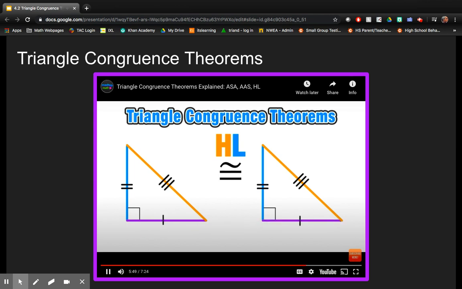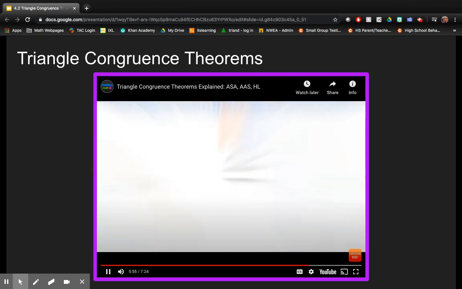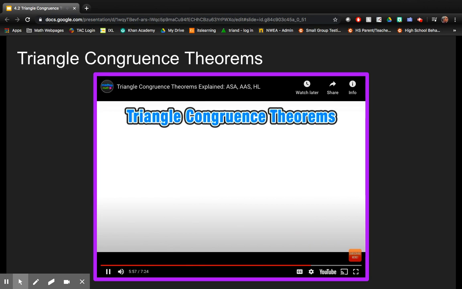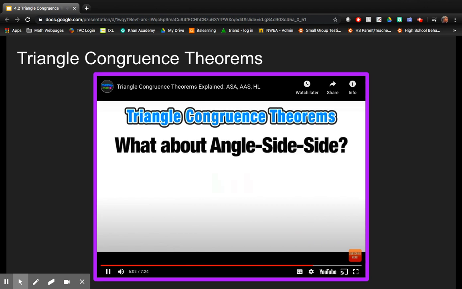Again, which means that the triangles' corresponding sides and corresponding angles have the same measure. So now that we've covered the 5 triangle congruence theorems, you may be asking, what about angle side side?